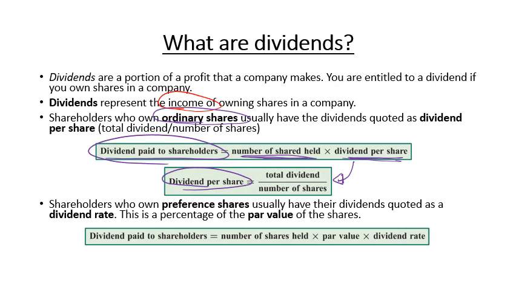So that's for ordinary shares, but you may have preference shares instead. Preference shares are a little bit different to ordinary shares, and they're usually quoted as a dividend rate, so a percentage. This percentage is a representation of a percentage of the par value of the shares. So if you own preference shares, you're going to be using this formula, where you've got the number of shares you hold multiplied by the par value multiplied by the dividend rate. We're going to do a couple of example questions which will hopefully help you get a bit better understanding of what this all means.